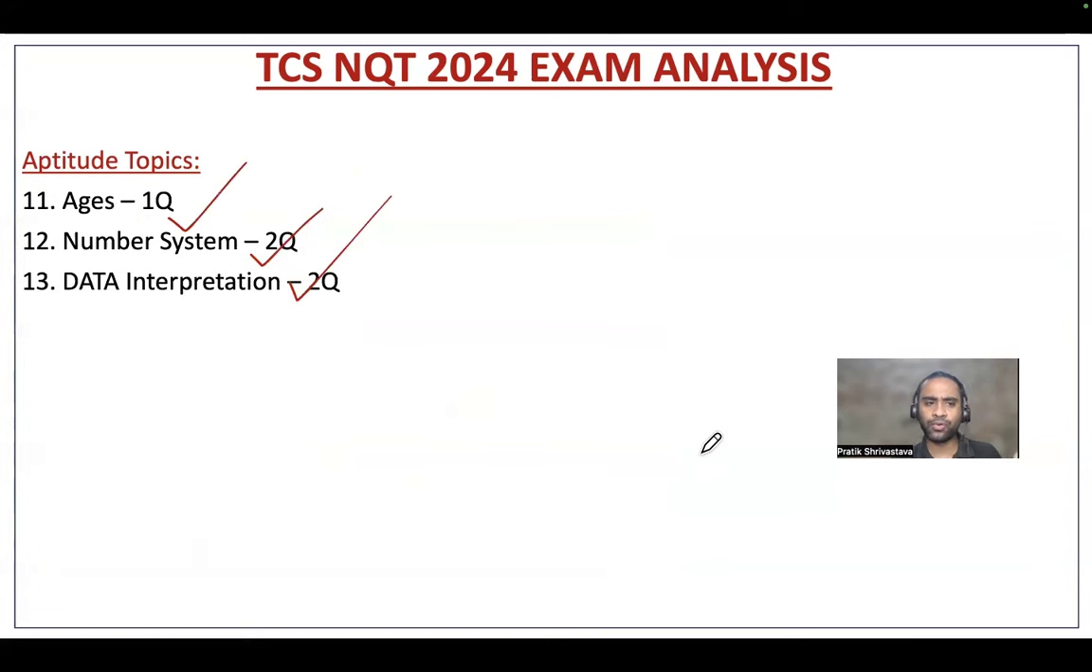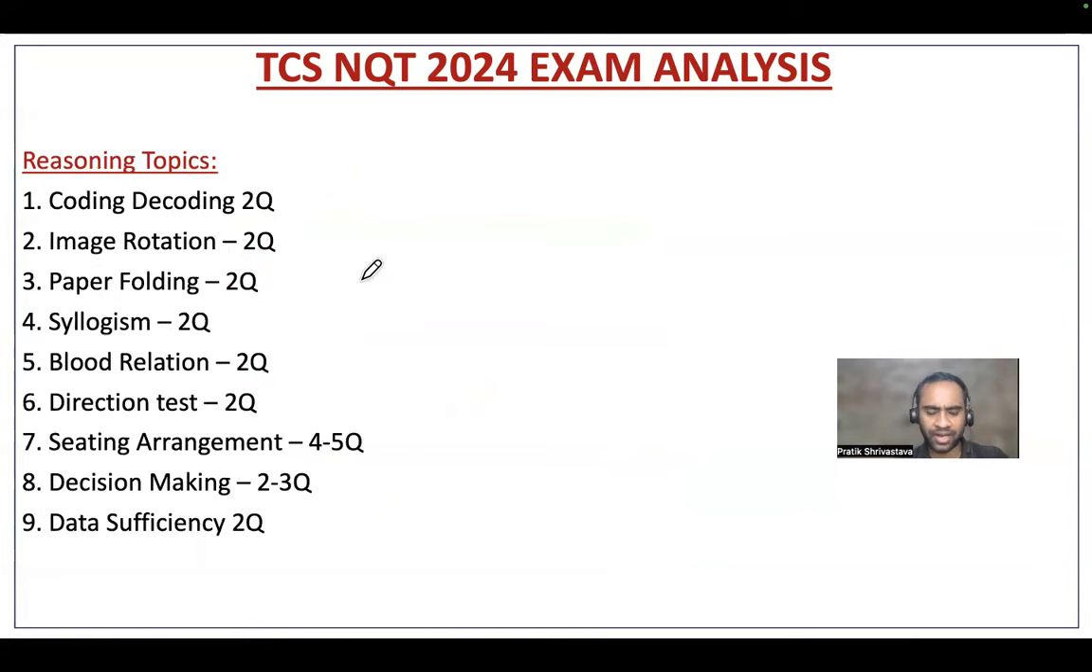Once you are able to do this, almost 13 topics are there, and say another 3-4 more topics, so you will be taking 15-16 days. Okay, right? So one topic from aptitude, one topic from reasoning.